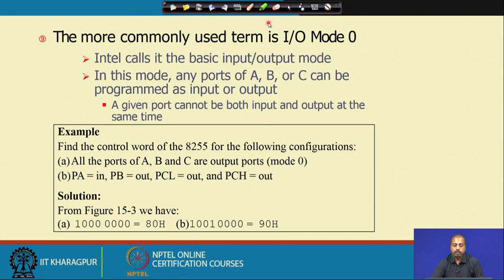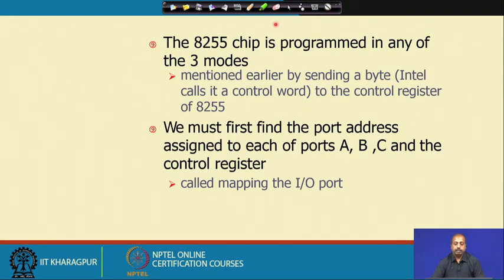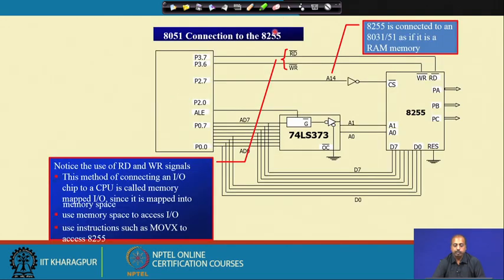So, we can now have some connections in which the 8255 chip can be programmed in any of these 3 modes that we have seen. First of all, we have to see the port address assigned to the ports A, B, C and the control register. This is called the mapping of IO port. This is the first thing that we have to do: to which address is it connected, and how to access these individual ports.